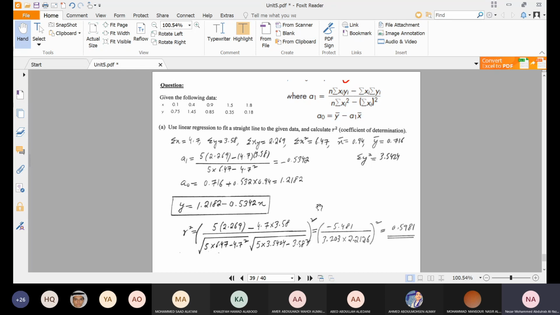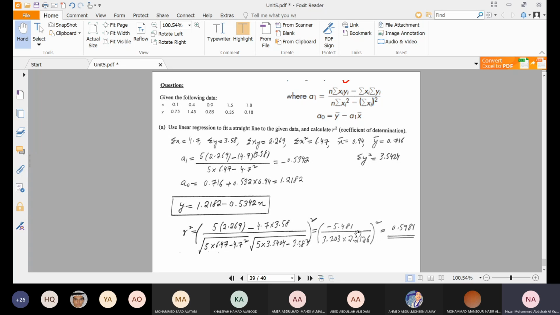Okay, if you don't have S_t, just use this formula, because all the information that we need is here. So this is 5, the number of data points, multiplied by the sum of x multiplied by y. And here we also have the sum of x multiplied by the sum of y, over this coefficient squared. After that, you will take the value here.